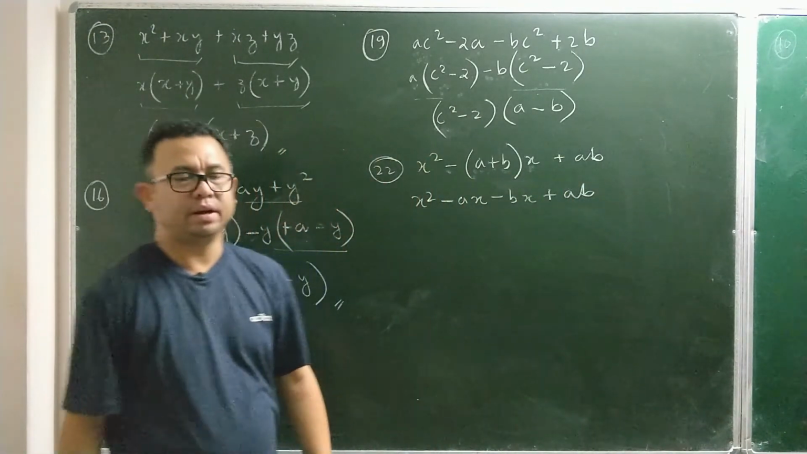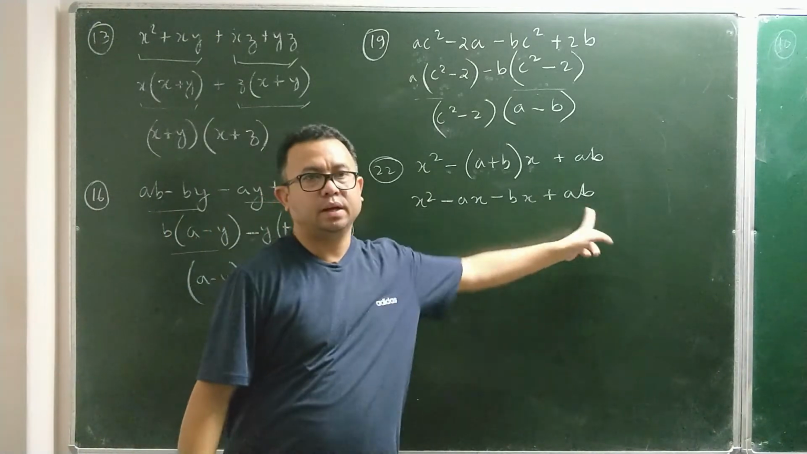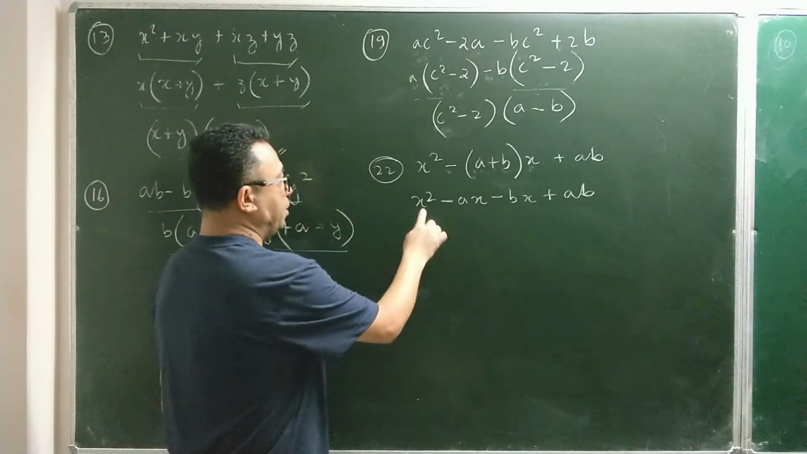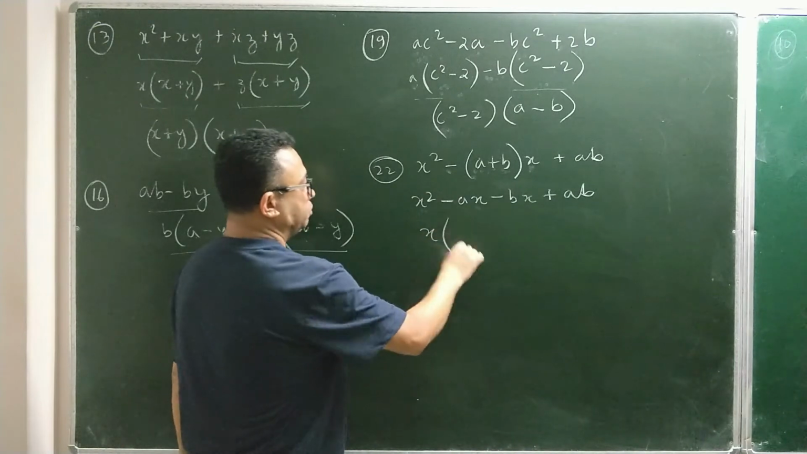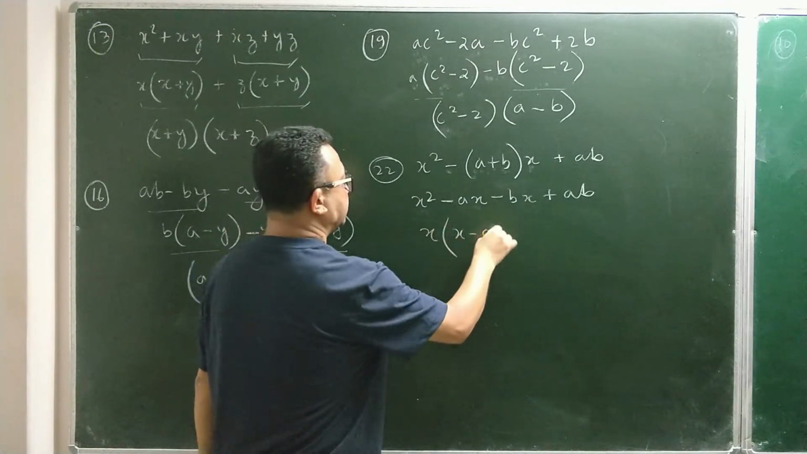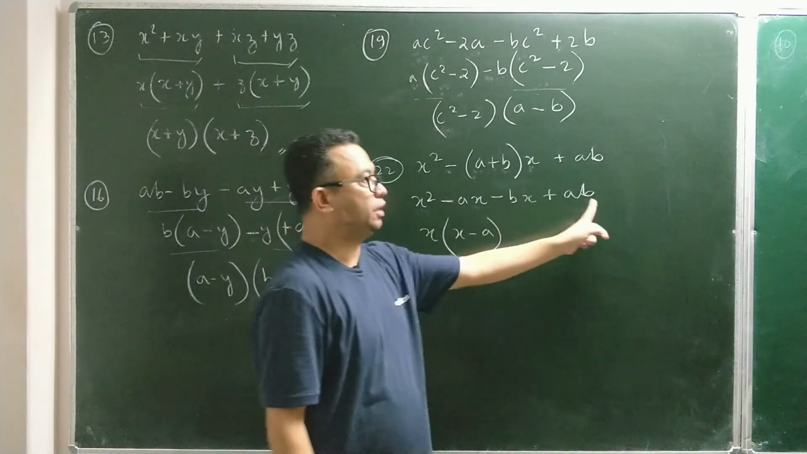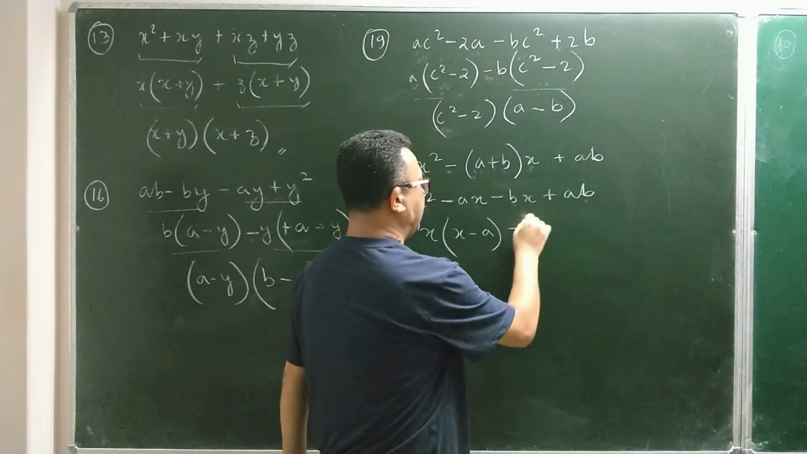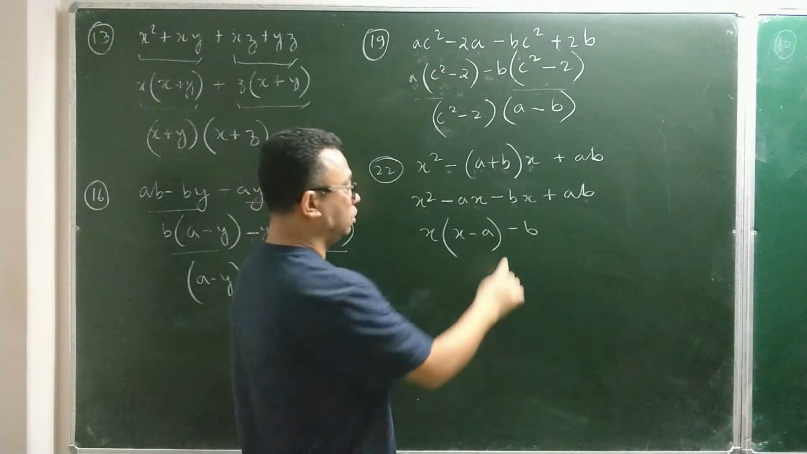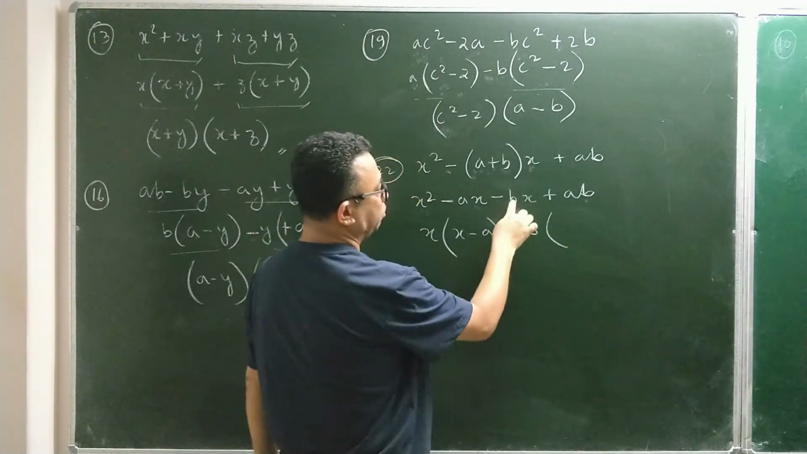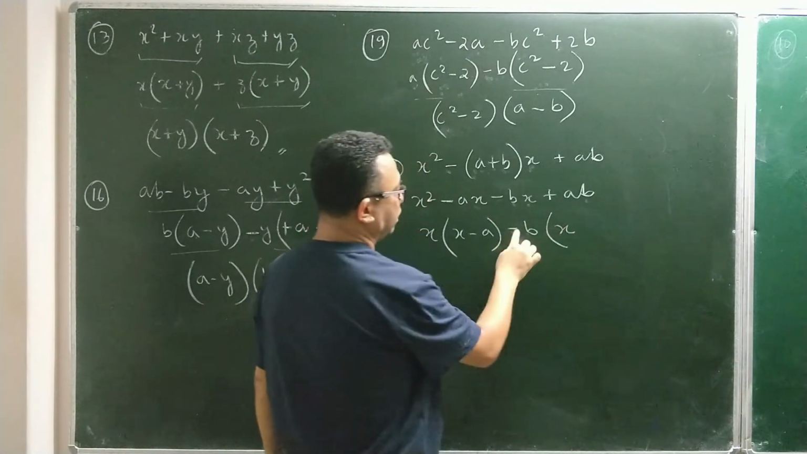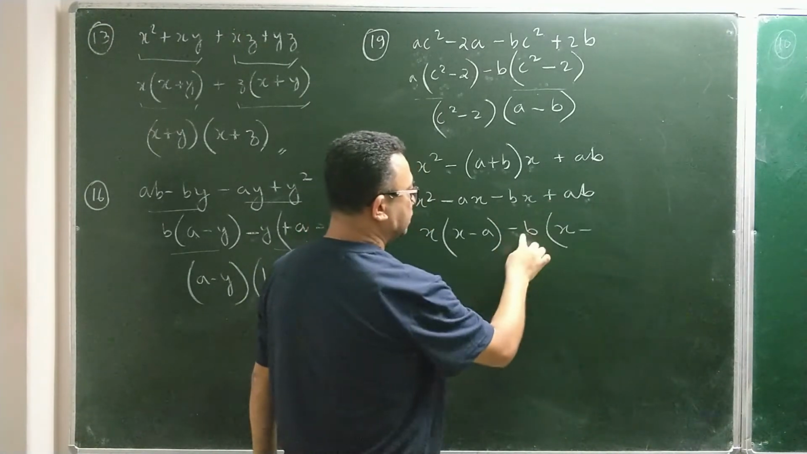Now I think again we are ready. We'll take out common between these two and also between these two. Between these two you can see x is common, so if x is common, it will be x minus a. And between these two also, as you can see, b is common. I'll take minus b common, so minus into minus will be plus. So b is already out means x is left. Minus into plus is minus. b is out means a.